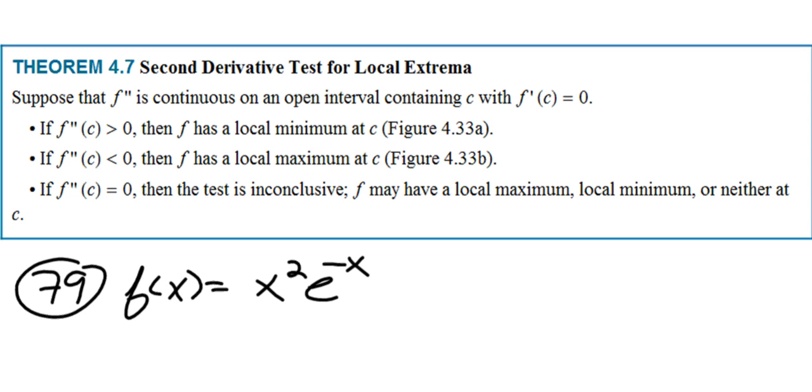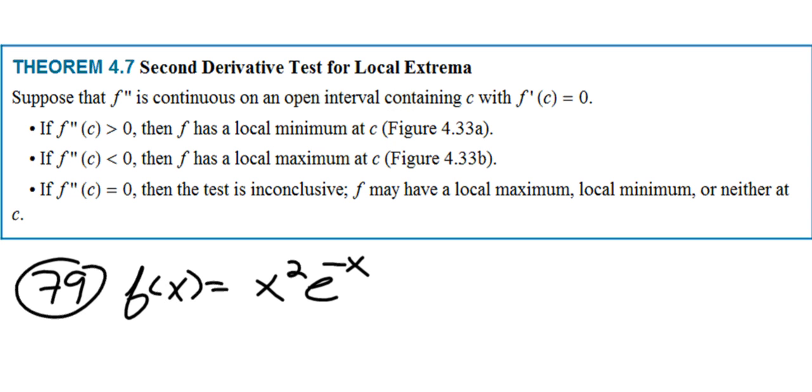It says if you take the second derivative on an open interval containing some c, and the second derivative is positive, we have a local min. If it's negative, it's a local max. And if it's equal to 0, it's inconclusive, and you have to check in more detail what's happening. So it could be a local max or min, or it could be neither, and you have to investigate further.